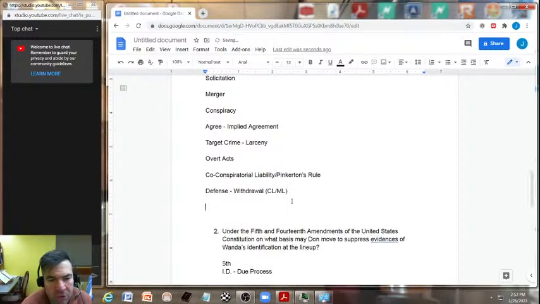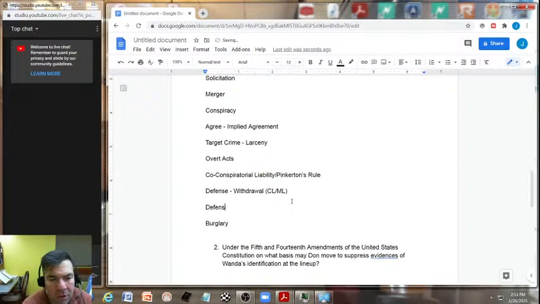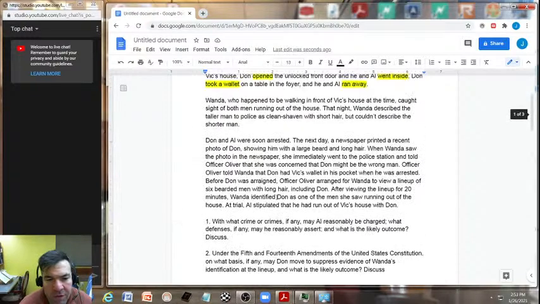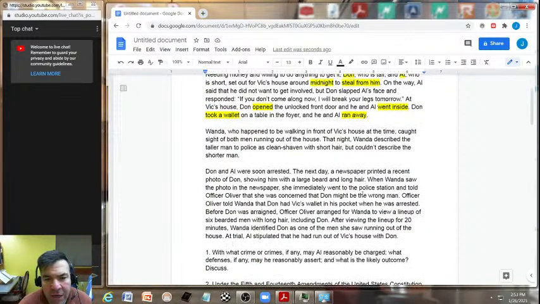Okay. Now further along here, we definitely have the burglary that takes place. We also don't want to forget that accompanying this withdrawal would be the defense of duress. Okay, the aspect that Al's free will decision was basically suspended, or we would say taken away from him, because of the threat that Don made to him. Not only did Don slap him in the face, but Don responded to Al, "If you don't come along right now, I'll break your legs. I'll break your legs tomorrow."